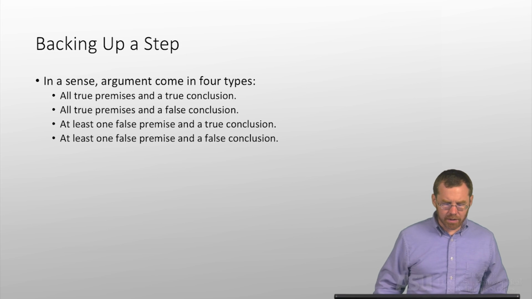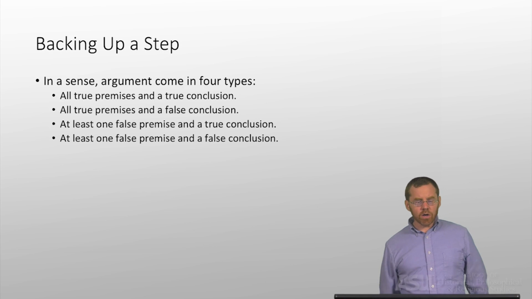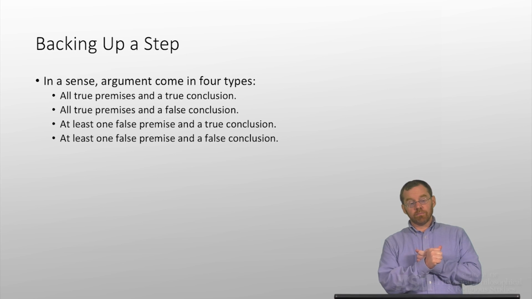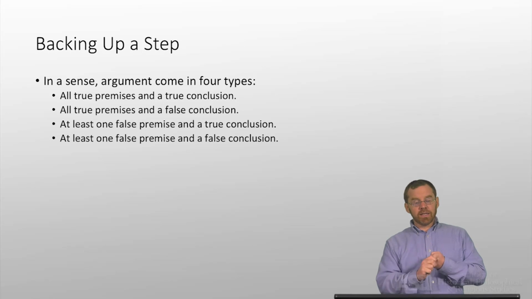So let me back up a step here. In a sense, arguments come in four types. Some of them have all true premises and a true conclusion. Some of them have all true premises and a false conclusion. Some of them have at least one false premise and a true conclusion. Some of them have at least one false premise and a false conclusion.